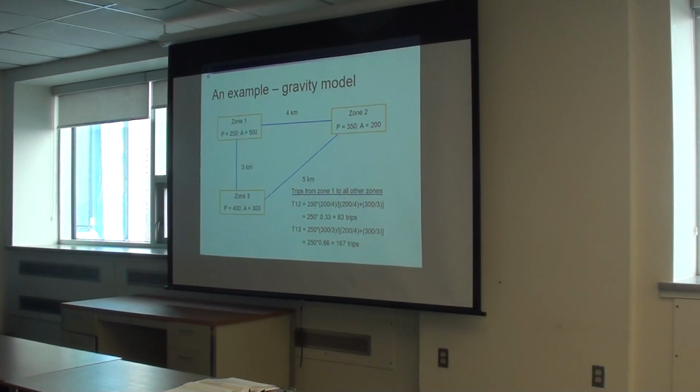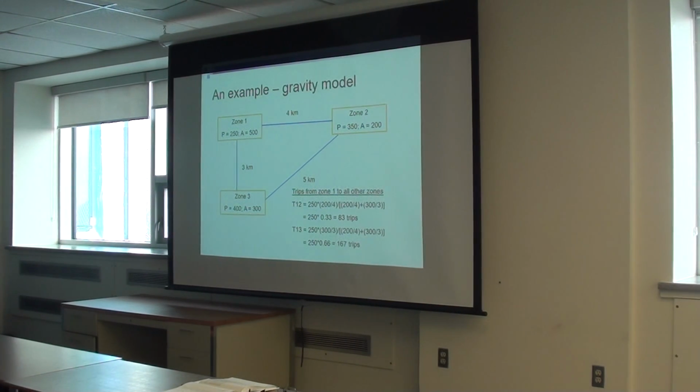So that means what we got, let's solve it here. We know from zone, we have 2 zones or 3 zones? Yeah, that's a good example. So we know from zone 1 to 2, it's 83 trips. Let's create the matrix. So we know from zone 1, production is, what is the zone 1 production? 250. What is the production of zone 2? 350. What is the production of zone 3? 400. And what is the attraction of zone 1? 500. Attraction of zone 2? 200. And attraction of zone 3, 300.